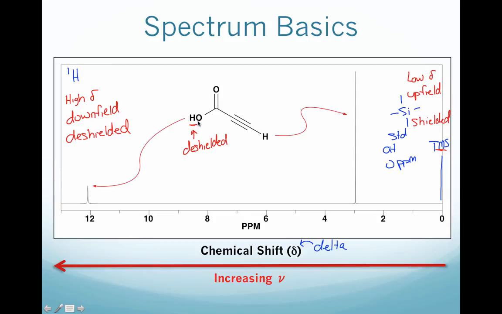So looking at this compound, the carboxylic acid has a high chemical shift above 12 parts per million, and it's quite de-shielded. And relative to the carboxylic acid, this hydrogen on the alkyne is shielded, and it's up toward the right-hand end of the spectrum, which is the upfield region. Also, if you want to think about this in terms of the RF frequencies, going from right to left, you're increasing in frequency.